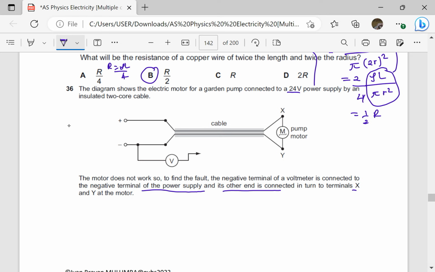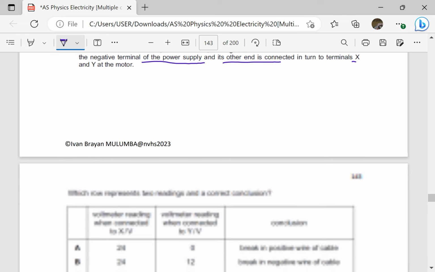The motor does not work. So to find the fault, the negative terminal of a voltmeter is connected to the negative terminal of the power supply, as we see here, and its other end is connected in turn to terminals X and Y at the motor. Before seeing the questions, let us assume this is connected to terminal X. It means the PD across X is of course going to be 24. Why? This one is at 24 volts, this one is at 0, so the PD across X is going to be 24. And let's check the table.